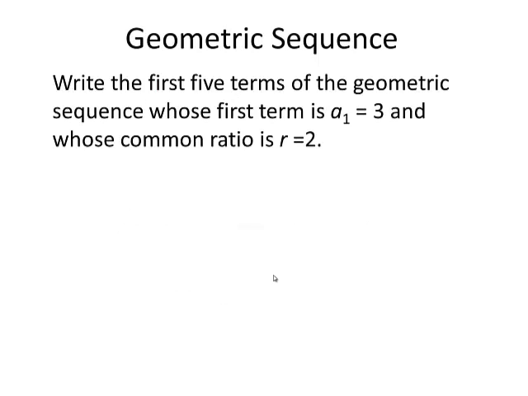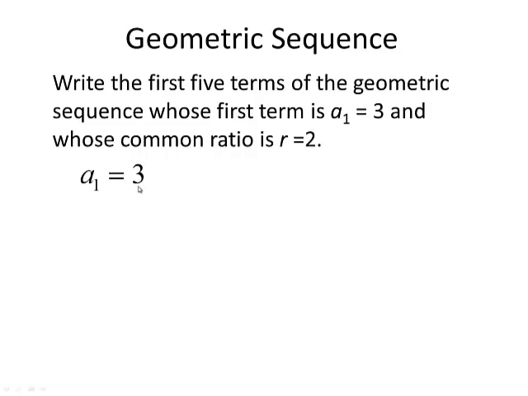Write the first 5 terms of a geometric sequence whose first term is 3 and whose common ratio is 2. So they gave you the first one. We're going to write 5 of them. The first one is 3. So the next one is 3 times 2, which is 6. And then times 2 again would be 12, and so on.